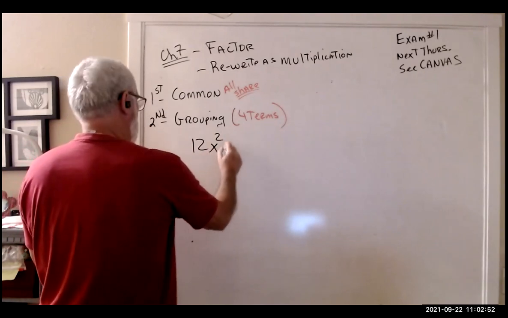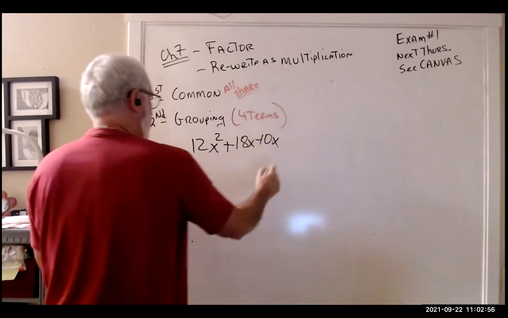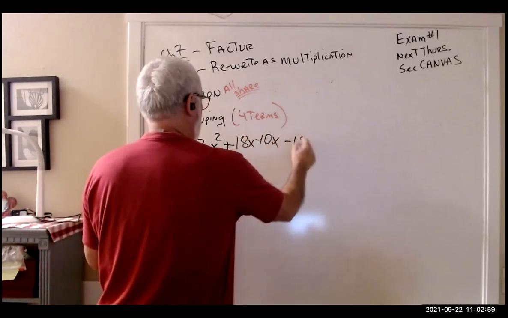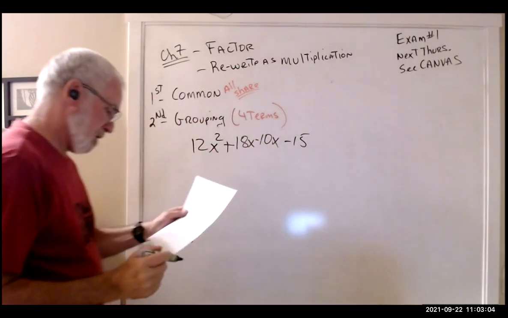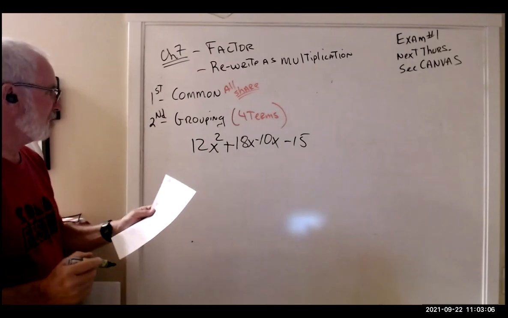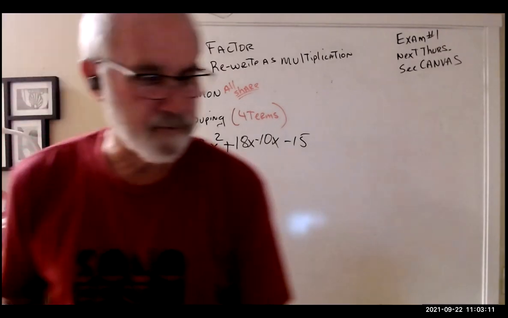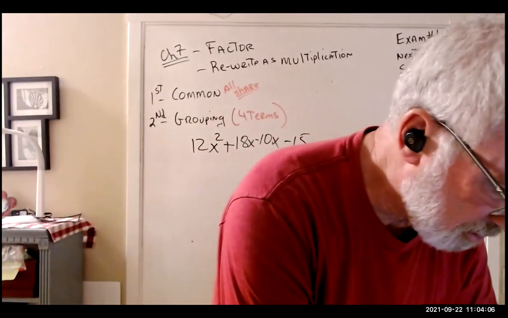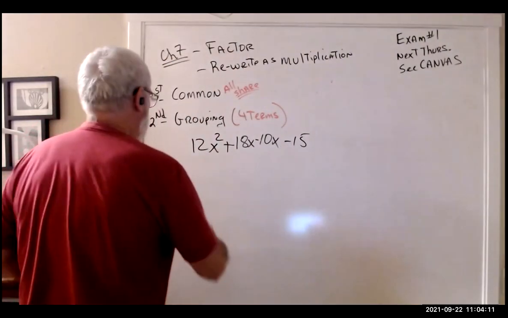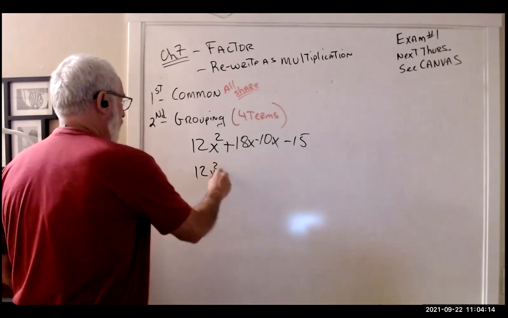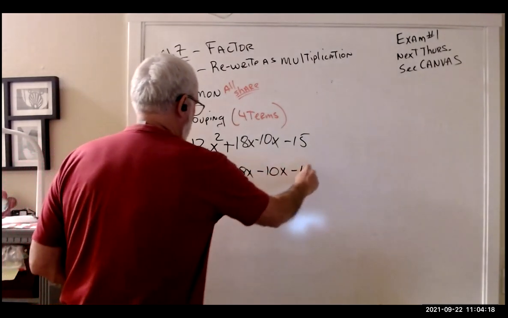12x squared plus 18x minus 10x minus 15. Okay. We're pausing this. Or you got messed up. So let's start again. 12x squared plus 18x minus 10x minus 15.